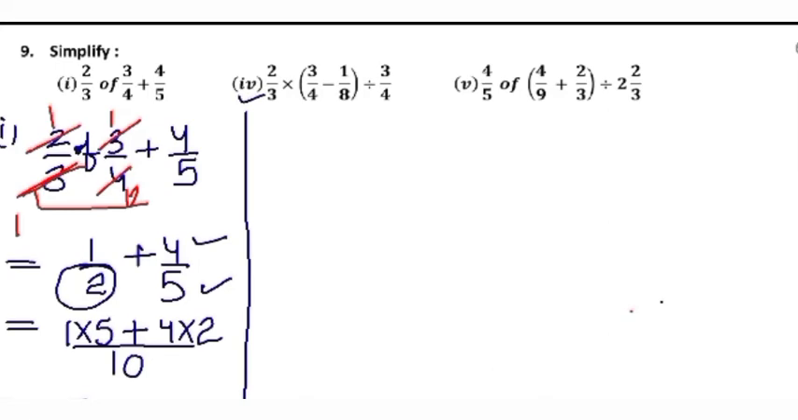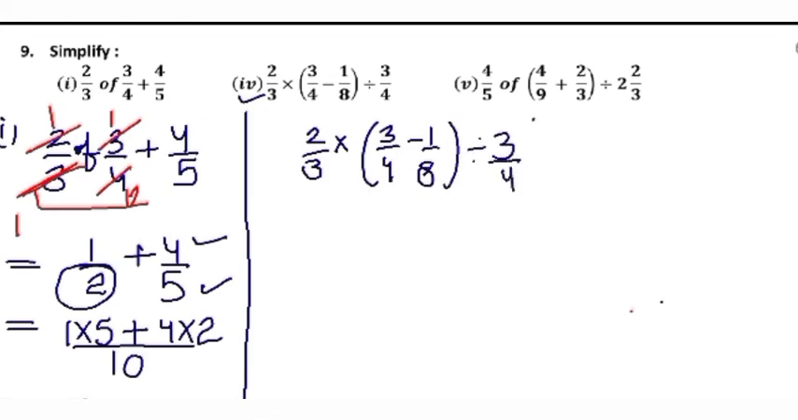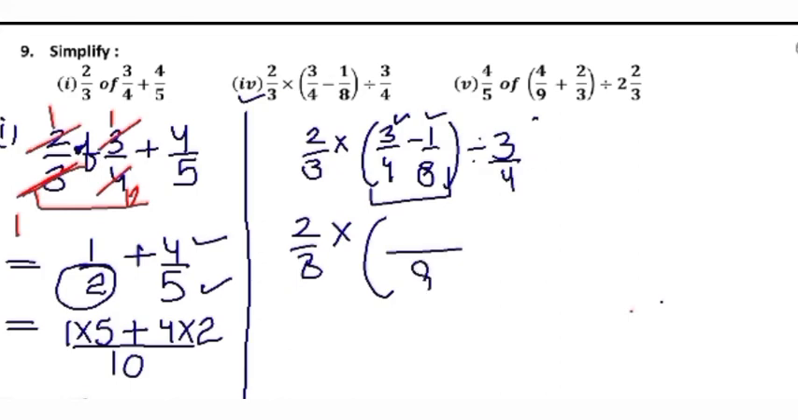Now let's do the fourth part. 2 upon 3 multiply, in bracket, 3 upon 4 minus 1 upon 8, divided by 3 upon 4. According to BODMAS, firstly you will solve the bracket. Okay, 2 upon 3 multiply. You want to subtract these two fractions, so take the LCM of these denominators. LCM will be 8. So 4 2s are 8. Multiply this numerator also by 2, minus 8 1s are 8. So multiply by 1. This will remain as it is, 3 upon 4.